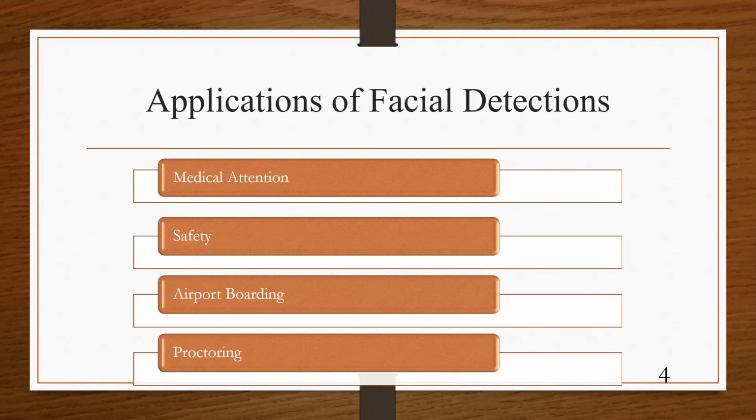Airport boarding. Nowadays, in the airport, we have small gates with the help of which facial recognition is used to identify the person, whether the person is a valid passenger or not.